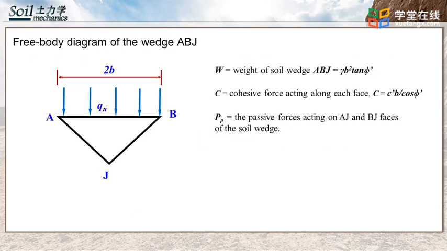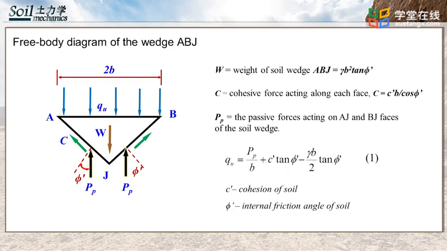Consider equilibrium condition of wedge ABJ. The forces acting on ABJ are W, weight of soil wedge, C, cohesive force acting along each face, and Pp, the passive force acting on AJ and BJ, faces of soil wedge. Consider unit length of the footing. The ultimate bearing capacity qu can be expressed as equation 1. Terzaghi pointed out that the passive pressure Pp in equation 1 is the sum of the contribution of weight of soil gamma, cohesion c, and the surcharge q.